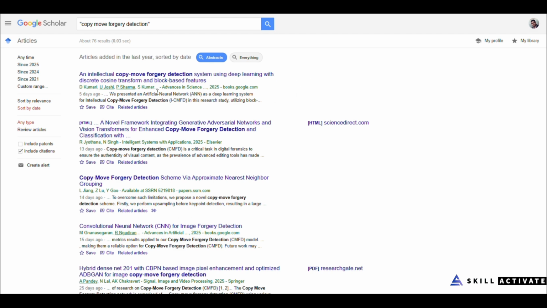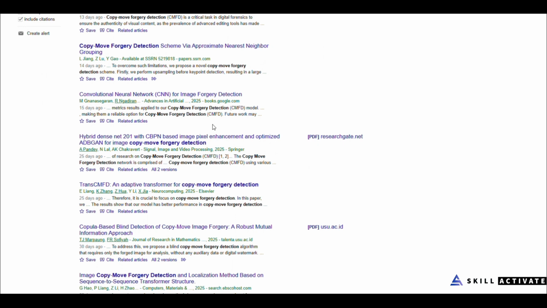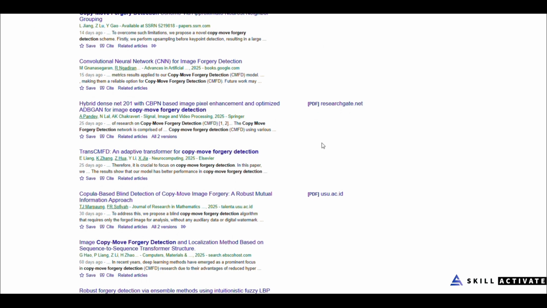according to the date. So this paper was published 5 days ago only, and this was published 13 days ago in the Elsevier publisher in the Journal of Intelligent Systems with Applications. Right, like this, there are many. This paper's PDF is also available on ResearchGate, published by Springer in the Journal of Signal, Image and Video Processing.